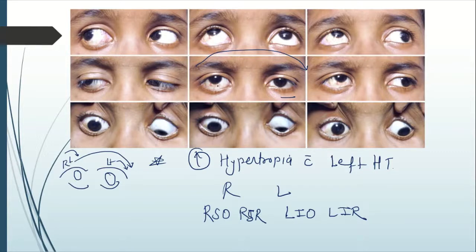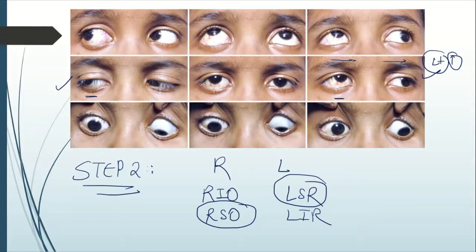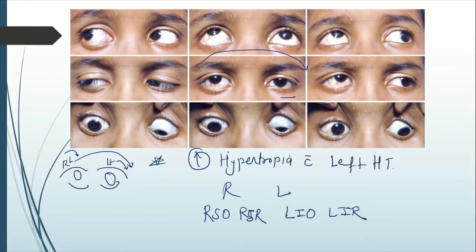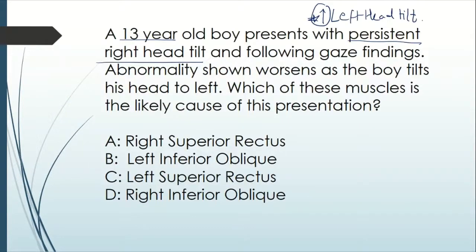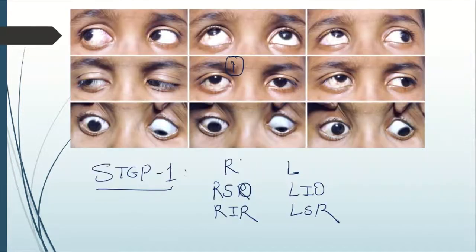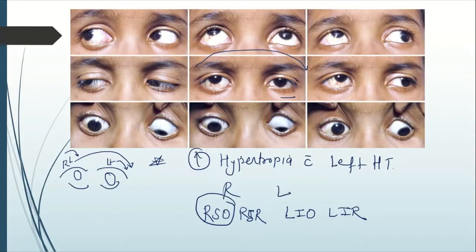Now comparing step 1, step 2 and step 3, if you look very carefully, what is the possible muscle? RSO, right? So RSO is the most possible muscle in this case. That's why the answer given to us becomes right superior oblique, right? That becomes the correct answer.